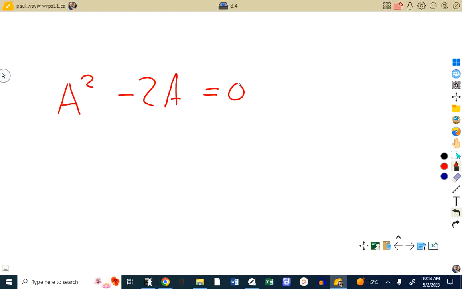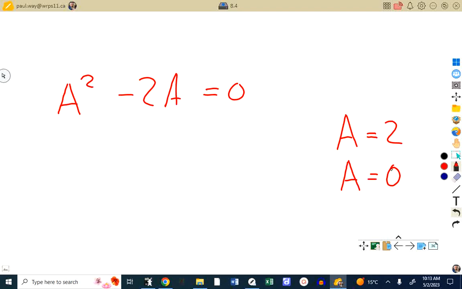Just by inspection, would you agree that 2 is a number that makes that true? 2 squared minus 2 times 2. Just by inspection, would you agree that 0 is a number that makes it true? And that makes sense. 2 solutions, it's quadratic.